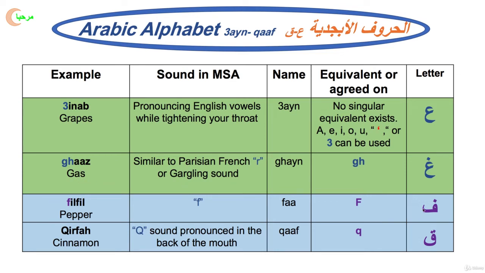The next letter here is an easy one because we have an equivalent in English, and it's just an F. The name of it is fa, and the sound is f, just like an F in English. As an example, I have here fil, and that means pepper.